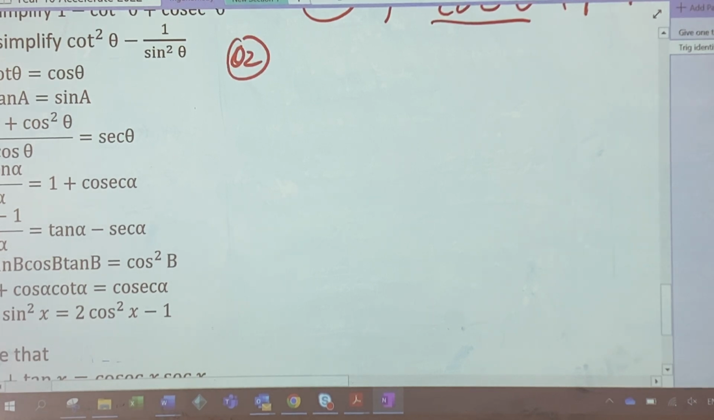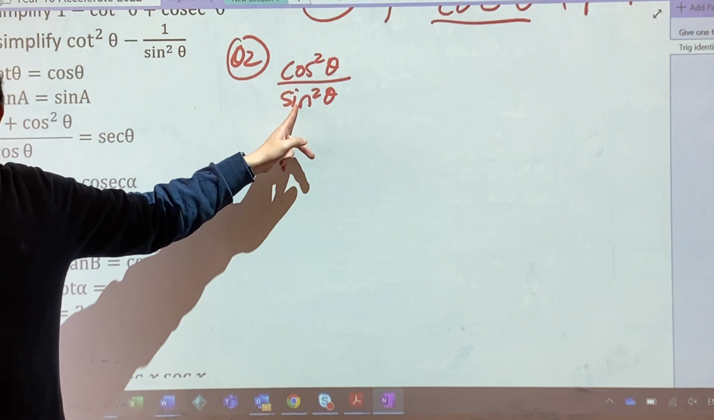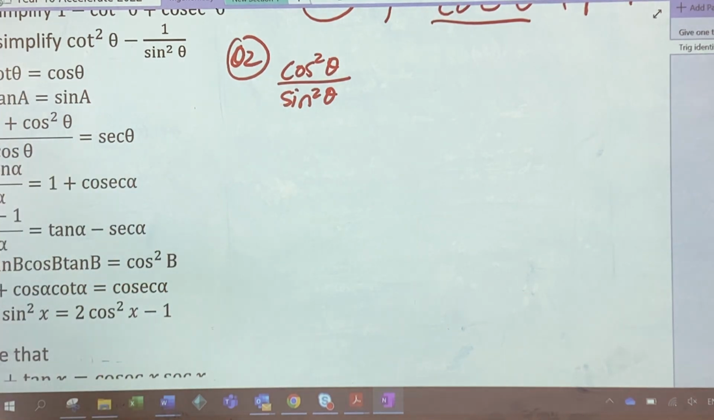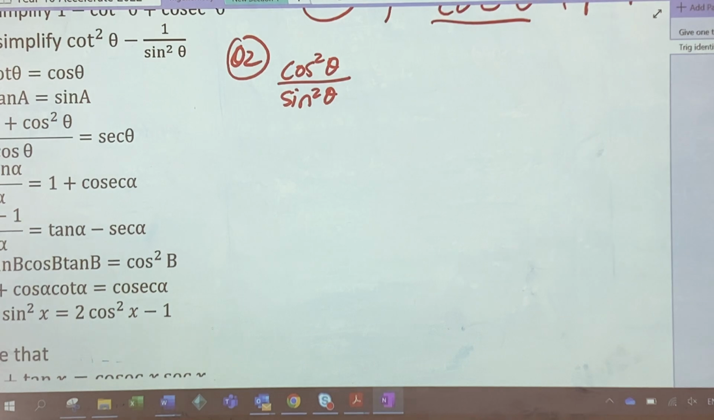So question 2, cot square theta becomes cos squared over sine squared. You agree with that? This term, you guys are okay with that? Cot is cos over sine, square and just square both top and bottom. Second one, copy down.